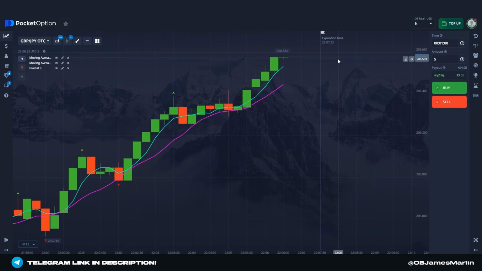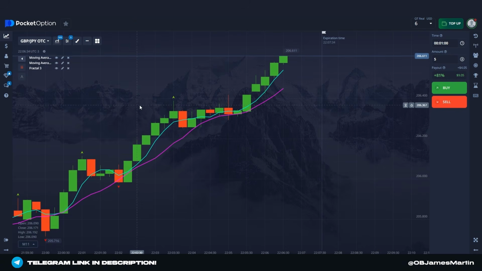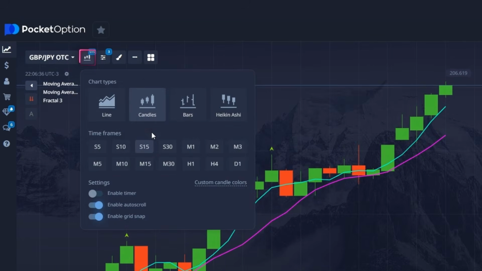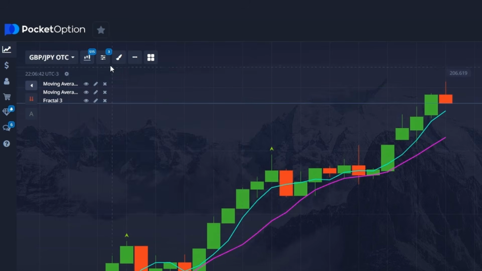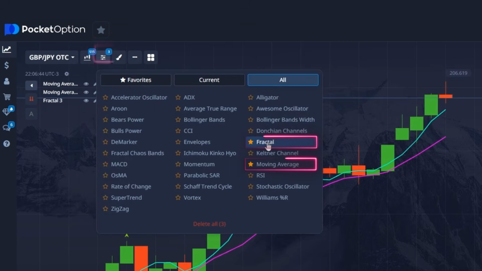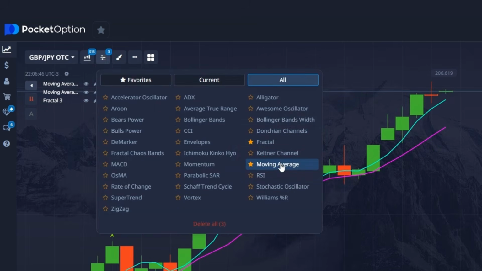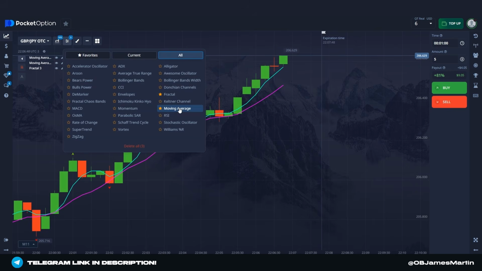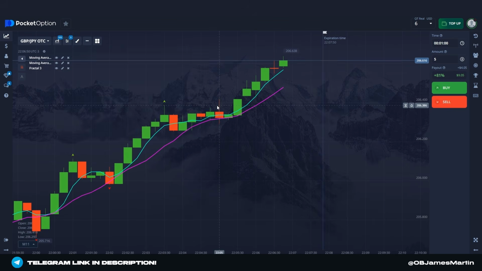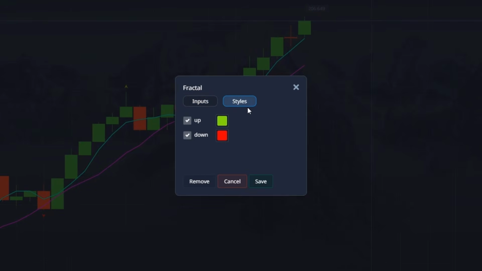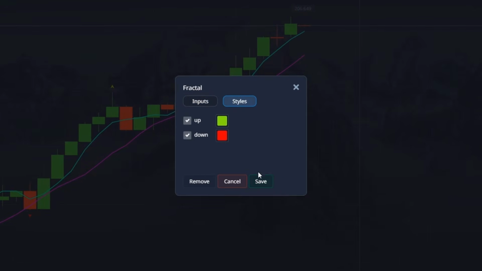For this balance, guys, we use a quick strategy, the time frame of the candles, 15 seconds. Okay, in this indicator section I include a fractal and two more average lines. I use these three indicators to find profitable signals today: the fractal and moving averages. So first of all, on the fractal, we set up 3 on period and with the style, click on save.